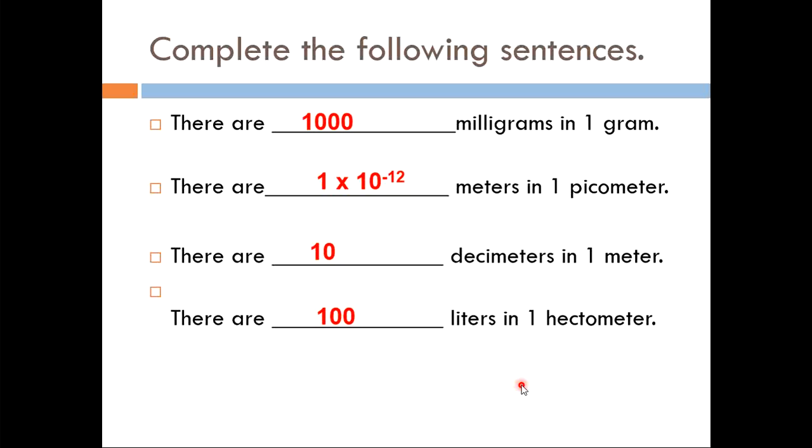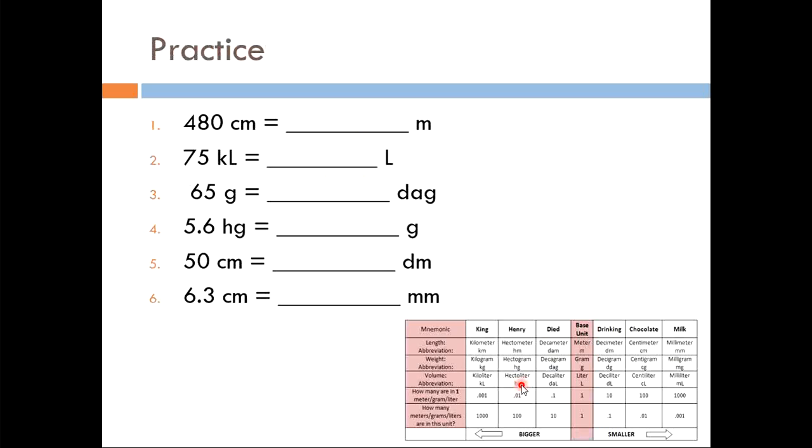Now, we use these so that we are able to convert from one unit to another. We call them conversion factors. We can call them ratios, or we can say that it's a relationship between these 2 units. So let's take a look at these practice problems, and you're going to go ahead and use the chart below to convert these numbers.